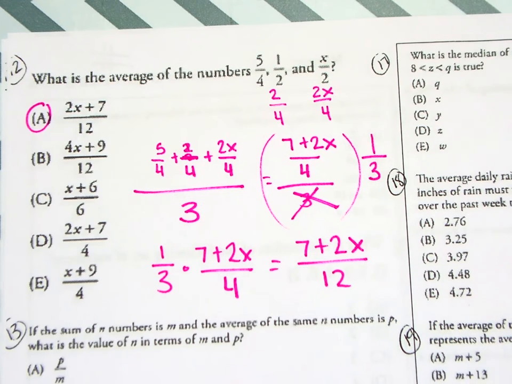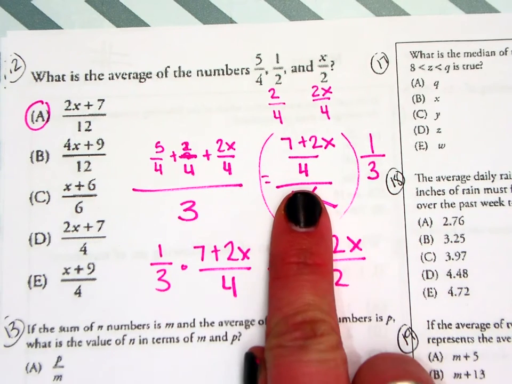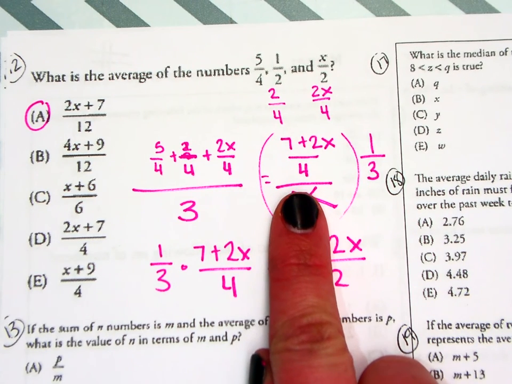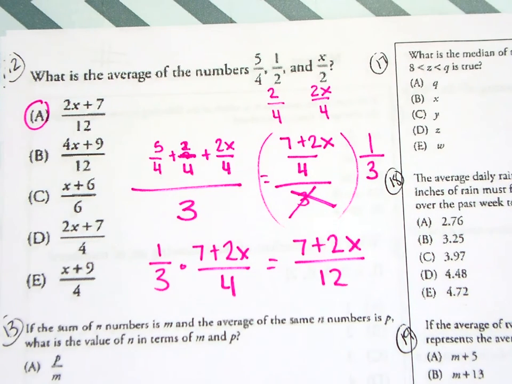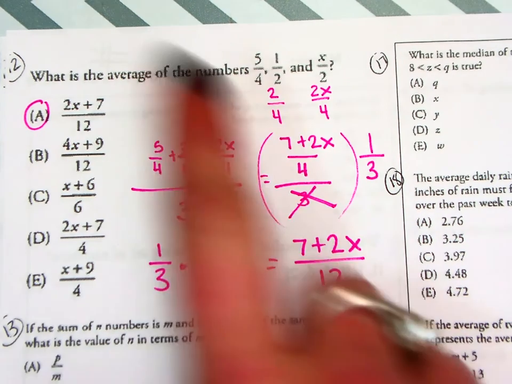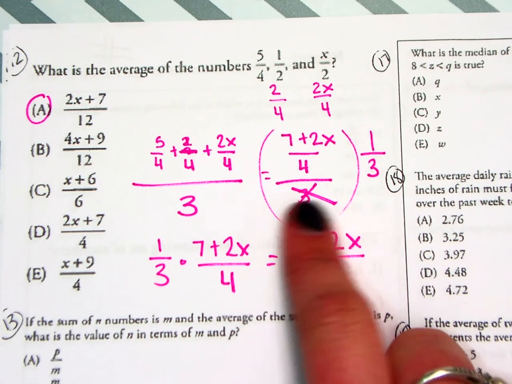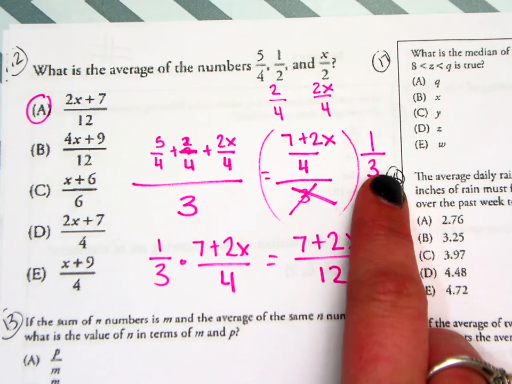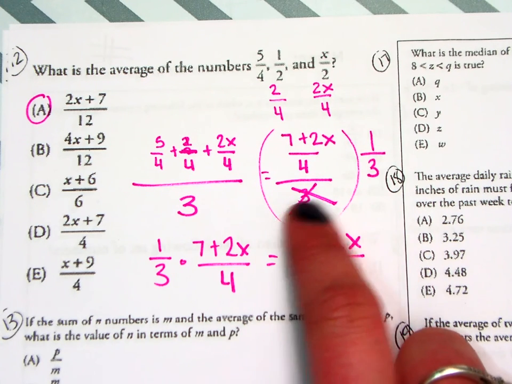Be very careful in this problem. It's very easy to mess up. They're purposely doing that. Notice option D, that is this answer without the denominator. So be careful. Also in this problem, anytime you have a fraction inside of a fraction, to get rid of that bottom fraction, you multiply by the reciprocal. So the reciprocal of 3 is 1/3.